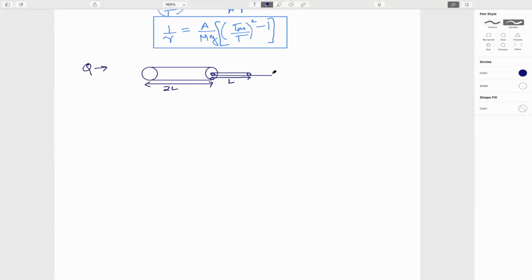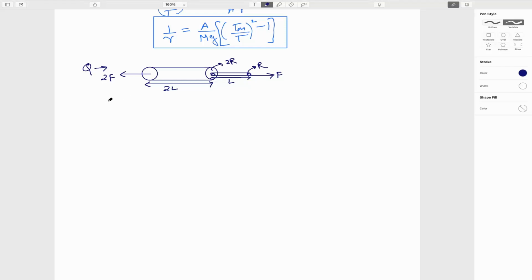Here force F is applied. At this end, it is 2F applied. Both are copper. Radius is 2R. It's R.